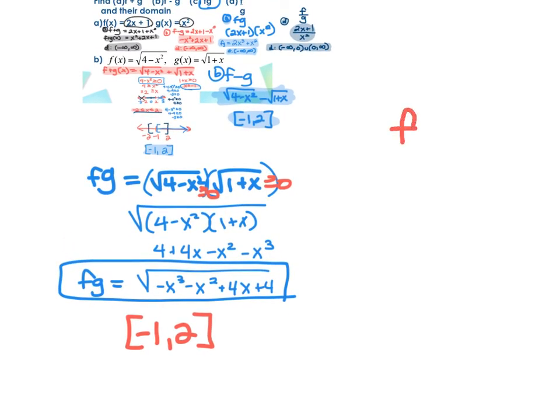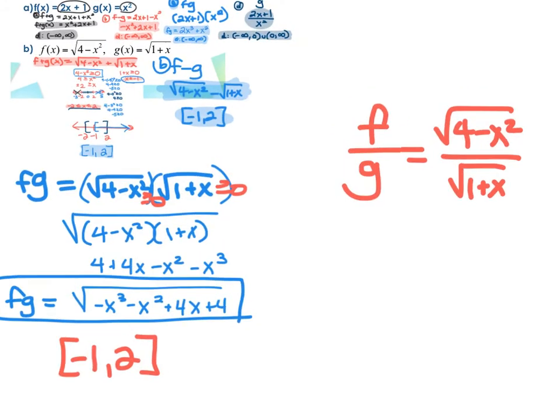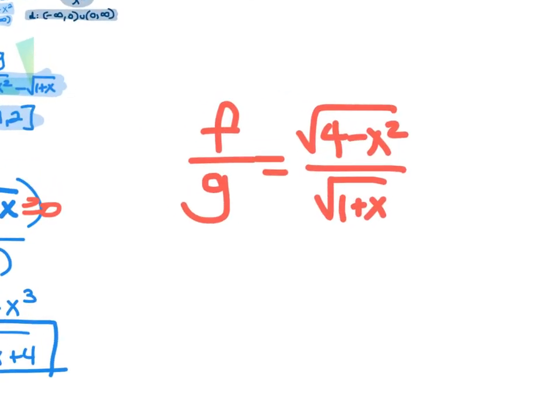And then the last one is f over g. So f is the square root of 4 minus x squared over the square root of 1 plus x. Now, technically, this is irrational. You have a square root in the denominator. If that was a single number, I'd make you work it out. For right now, I'm not going to make you rationalize it. We'll get to that later. So you can leave it like this.